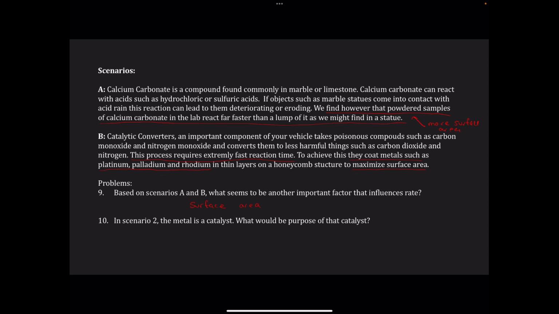Now in scenario 2, the metal is a catalyst. So we said we were going to put the platinum, palladium, and rhodium on that honeycomb structure. We said the purpose was to get those extremely fast rates, and that metal is a catalyst. So that would mean that the purpose of that catalyst is going to be to speed up the reaction.